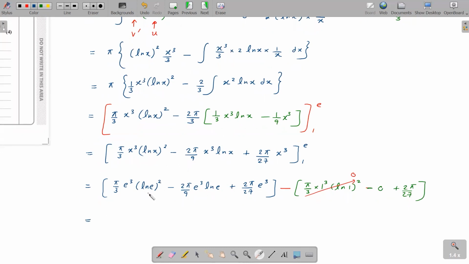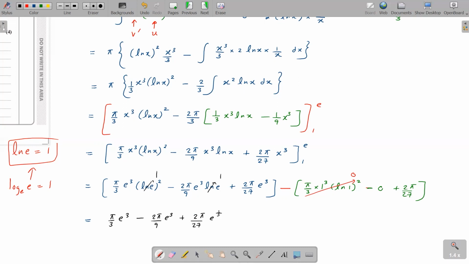Again, we have here ln e. Who is ln e? Log base e. ln e is 1. This is something you should know. ln e is log base e. This is 1. Okay. So I get here pi over 3 e cube, because ln e is 1. Minus 2 pi over 9 e cube. Again, ln e is 1. Plus 2 pi over 27 e cube, right? And finally, the minus mark comes here. Minus into this plus 2 pi over 27 is minus 2 pi over 27.